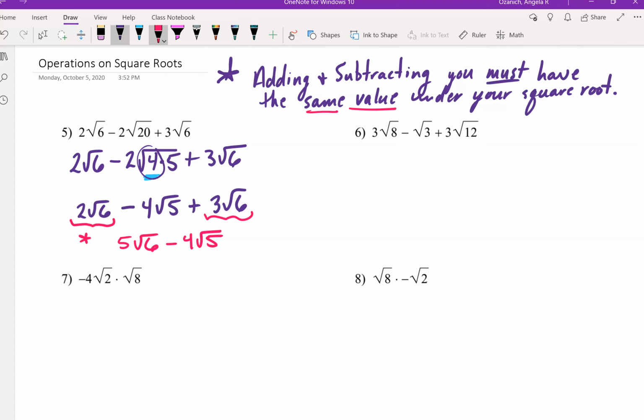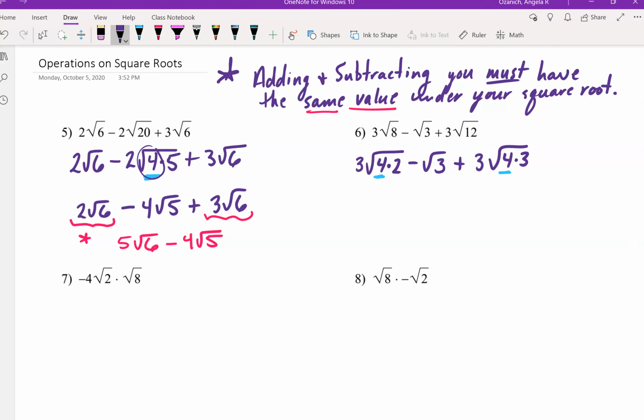Okay, let's try another one here. Again, simplifying, if we can, the square root first. So here we have 3 times 8 is the same as 4 times 2, minus root 3. 12 is the same as 4 times 3. So we're going to pull out the square root of 4 in both cases.